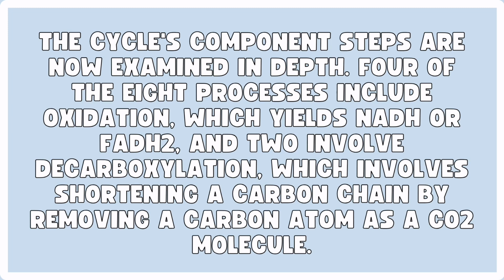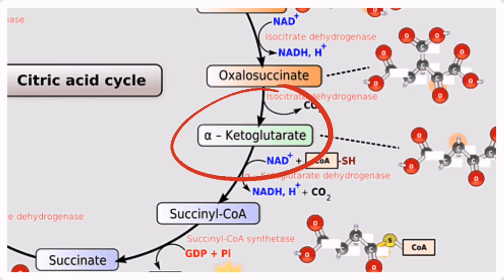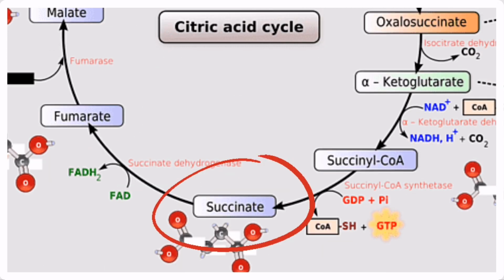Four of the 8 processes include oxidation, which yields NADH or FADH2, and 2 involve decarboxylation, which involves shortening a carbon chain by removing a carbon atom as a CO2 molecule. The intermediates in the citric acid cycle's final 4 stages are all C4 molecules: alpha-ketoglutarate, succinyl-CoA, fumarate, and succinate.